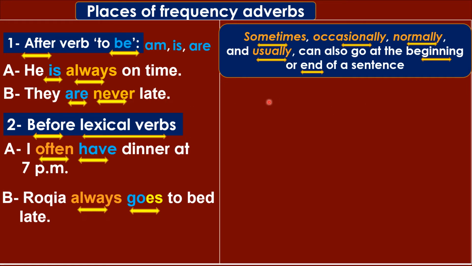Some frequency adverbs like sometimes, occasionally, normally, usually can come in the middle of the sentence, at the beginning of the sentence, and at the end of the sentence. Okay, let's have a look at the examples we have.